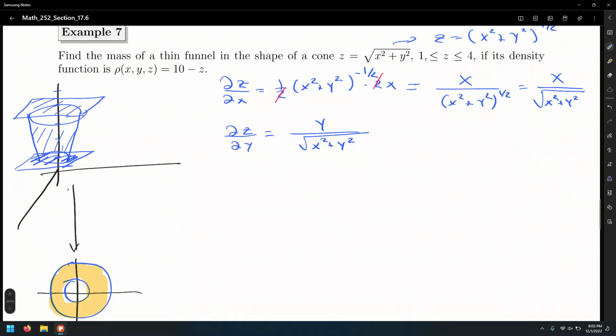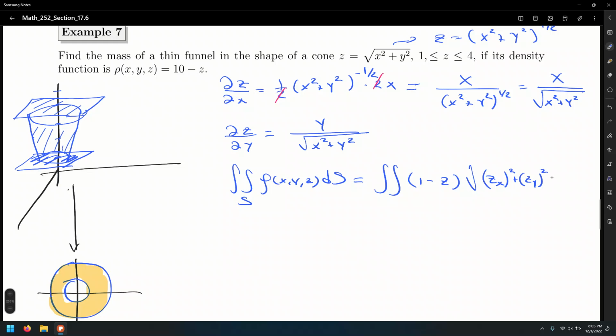And well, let's set up the integral first. So number one, we have the double integral of the function rho of x, y, z dS over the surface S. So that's the double integral of the function tan minus z, times the square root of the partial of z with respect to x, quantity squared, plus the partial of z with respect to y, quantity squared, plus 1, and let's call it dA for now, over S.